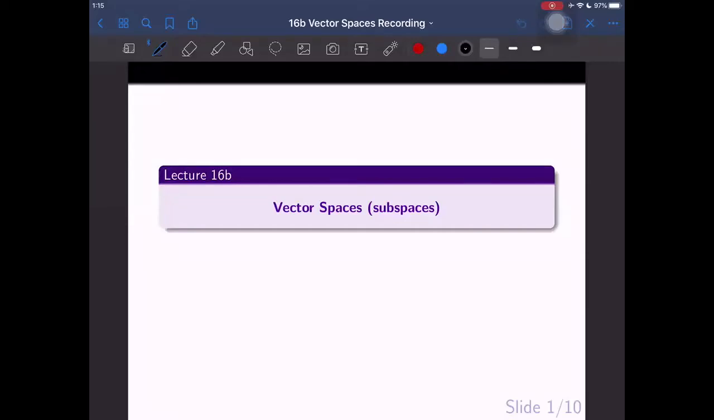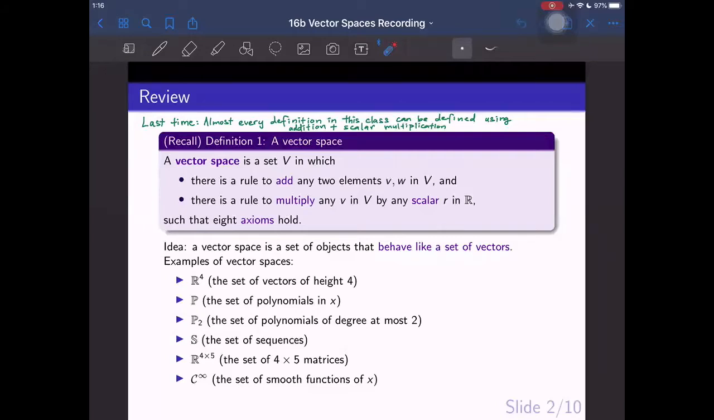Welcome to Lecture 16b. We will discuss subspaces of a vector space. Last time, we talked about how most concepts in this class can be described in terms of addition and scalar multiplication. That is, if we know how to add two things and how to multiply by a number, then we can define almost everything we have defined in this class in terms of that.